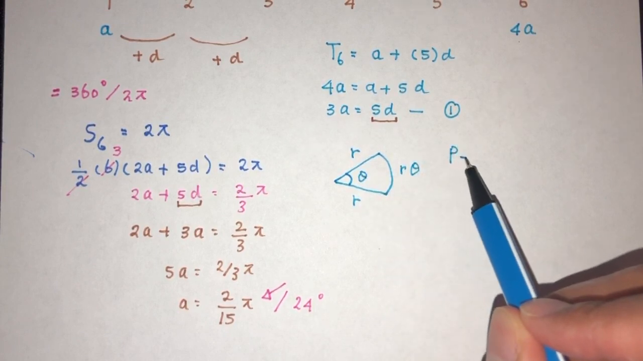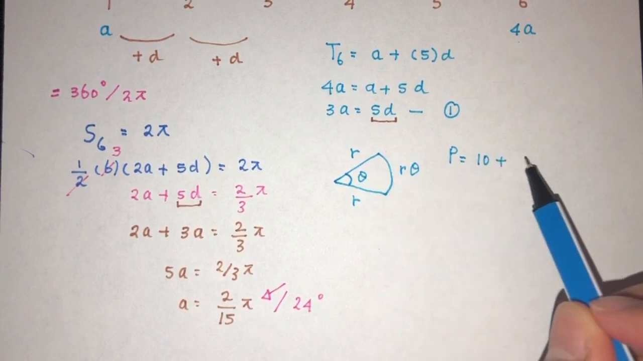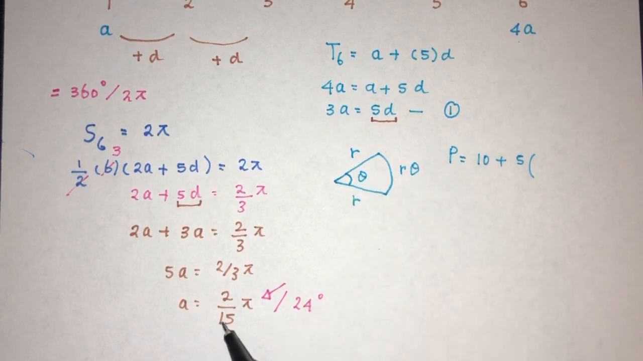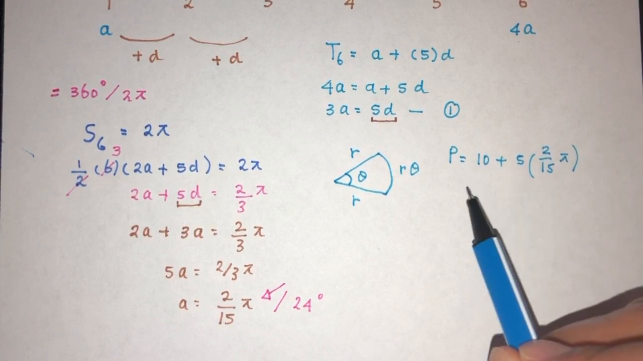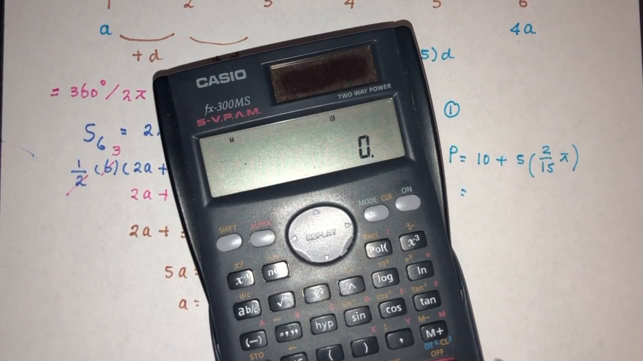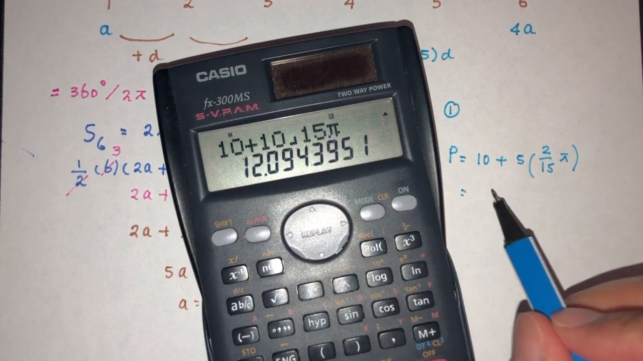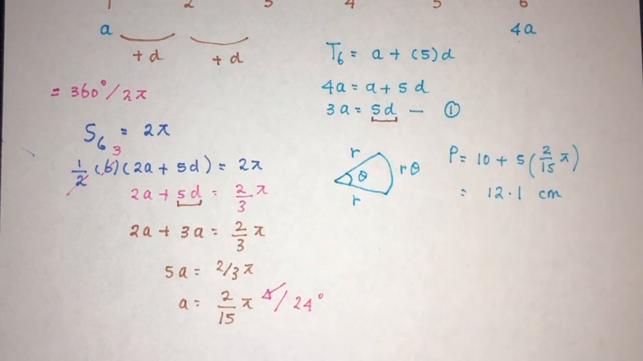So perimeter is r plus r. R is 5, plus 5 is 10, plus r times theta, which is 5 times the angle in between, this one, 2 over 15 pi. So here we have 10 plus 10 over 15 pi. That should be 12.1 centimeters, correct to 3SF. And that will be your question, part A.